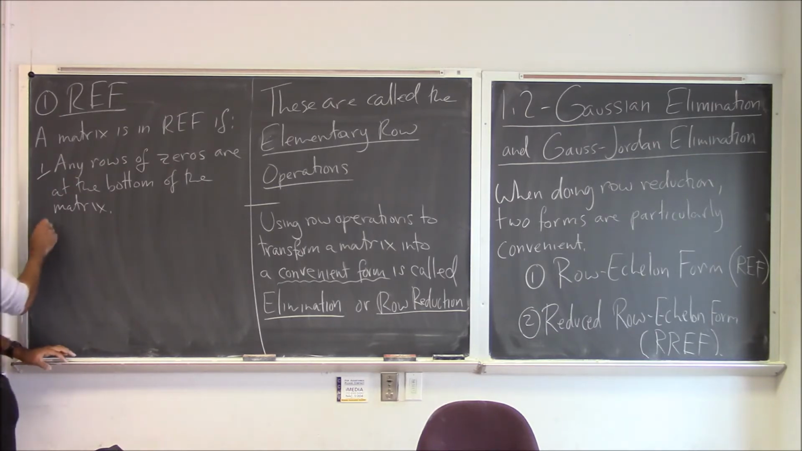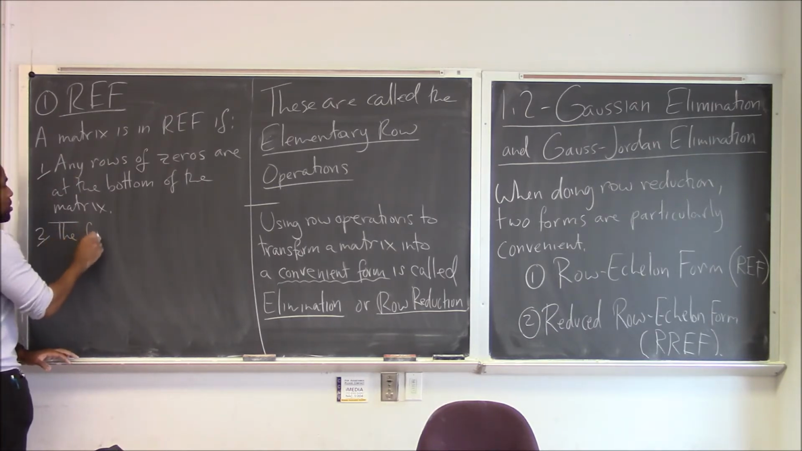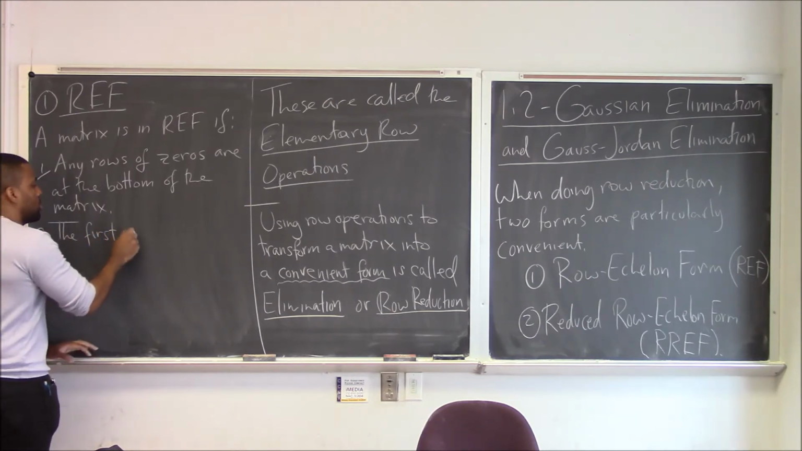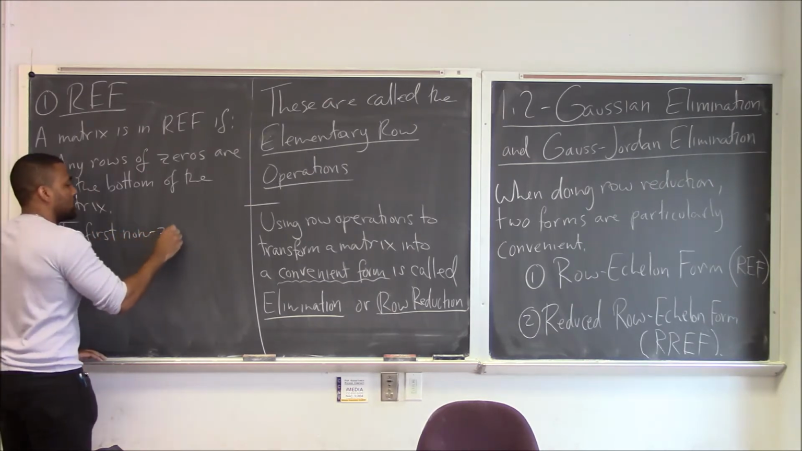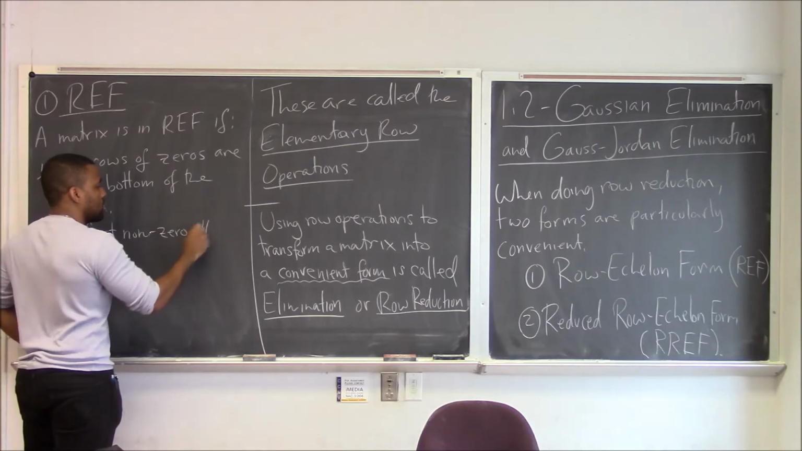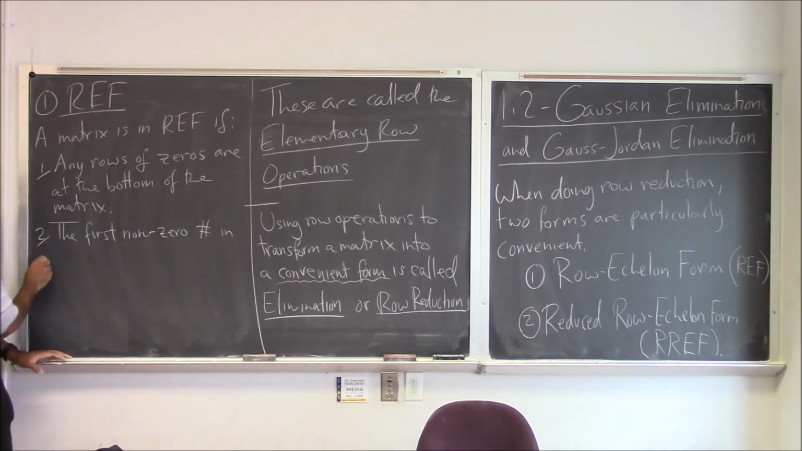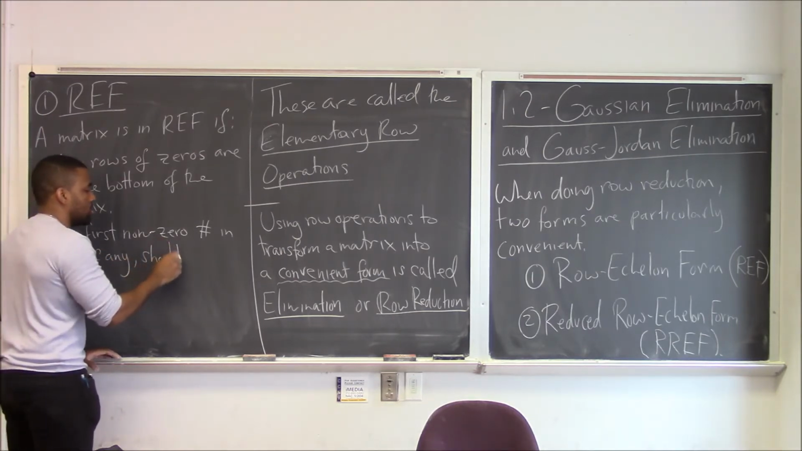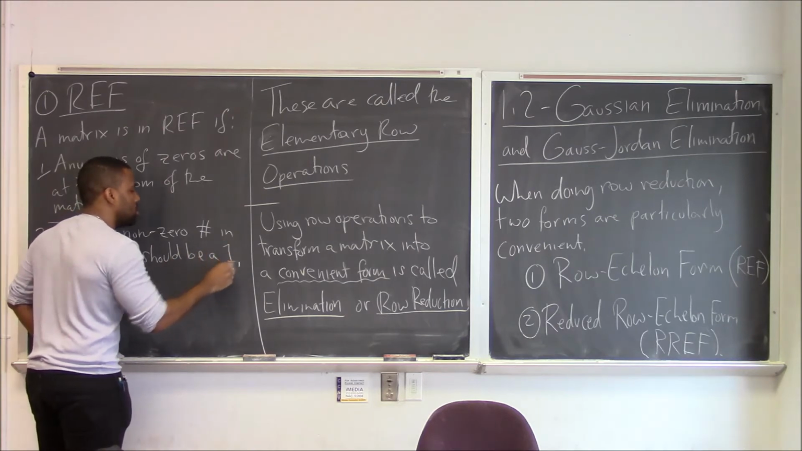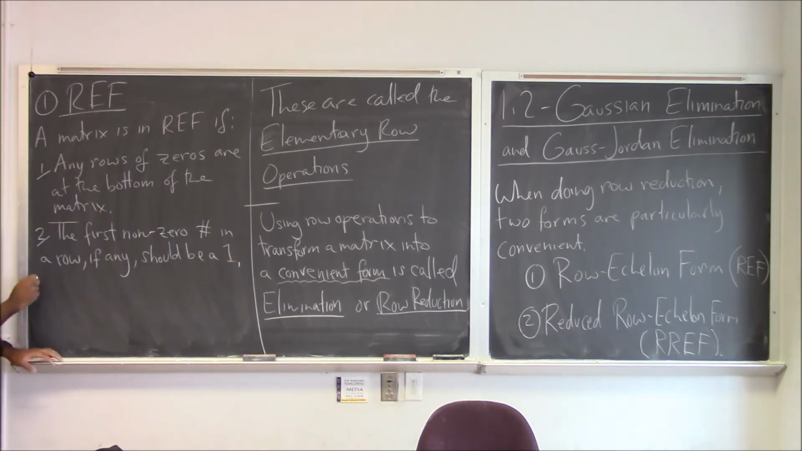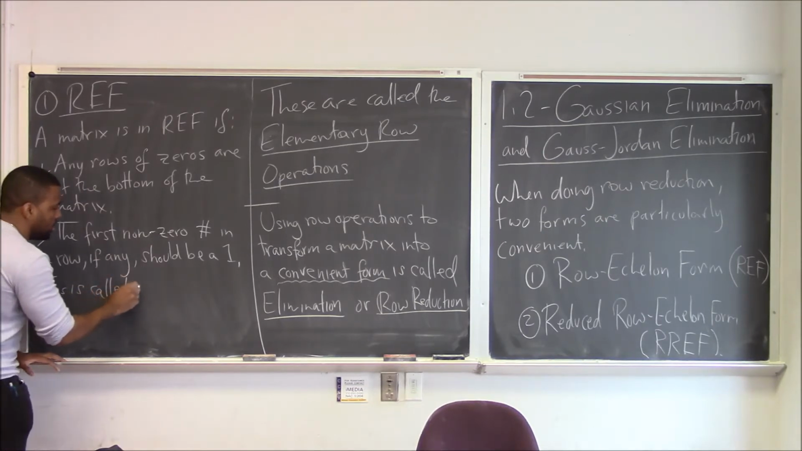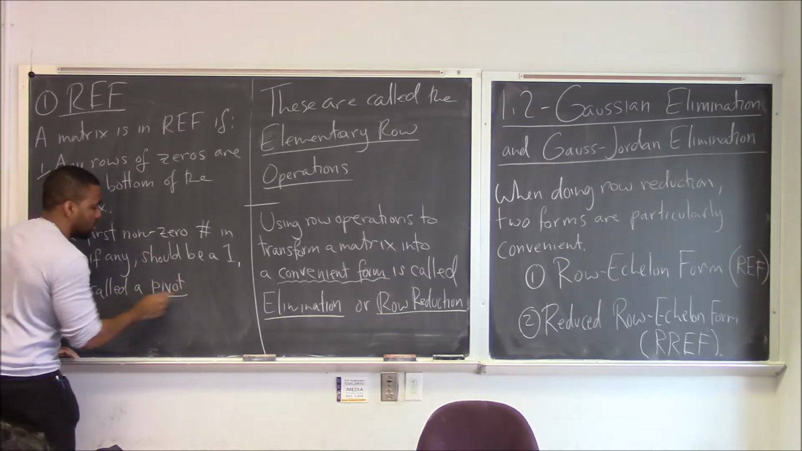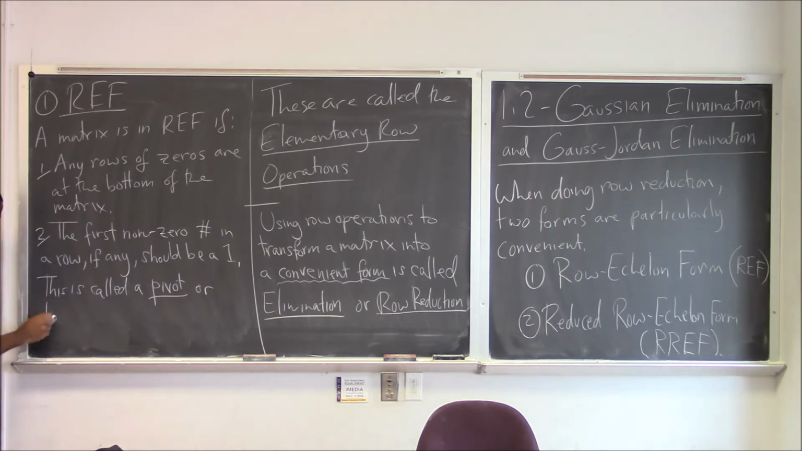Two. The first non-zero number in a row, if any, should be a 1, the number 1. This is called a pivot or leading 1.